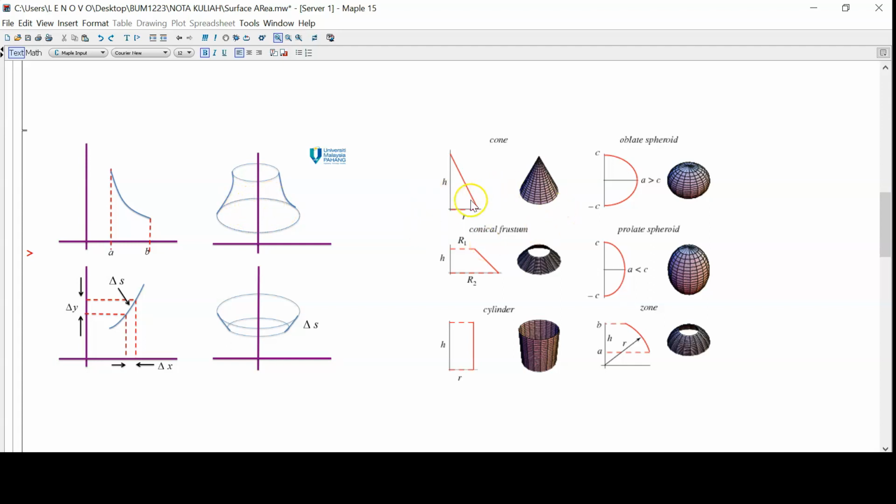Another example, if you have the area given by this triangle, and you revolve it about the y-axis, then it will give you a cone. Then you can calculate the total area by using the surface area formula. Similarly for this cylinder, let's say you have a square here, and then you revolve it about the y-axis, then you will have the cylinder. Then you can find the total surface area by using the surface area formula.